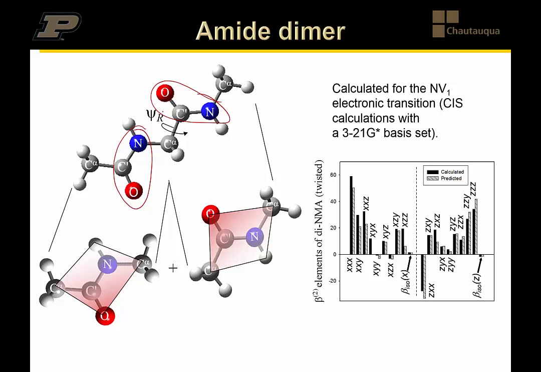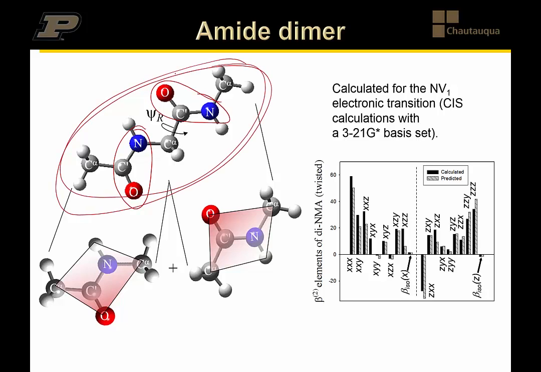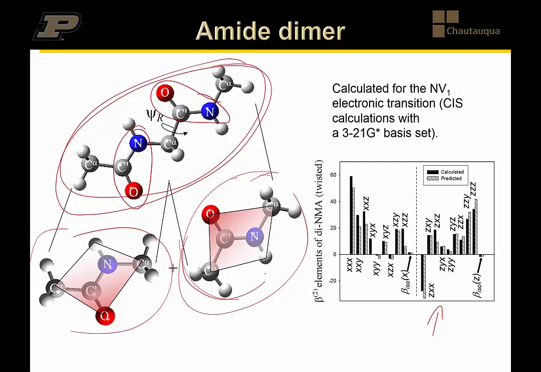So how good of an approximation is it to consider this fully coupled system as just the sum of the two uncoupled monomers in terms of the amplitudes and polarization dependences? What you see over here in the table is a curious table with calculated and predicted values. The predicted are generated by taking the nonlinear optical properties of an individual monomer and then adding it to itself in the orientation of the dimer. And the calculated is the full quantum chemical calculation of the fully coupled system.